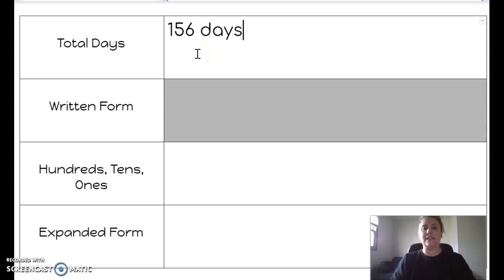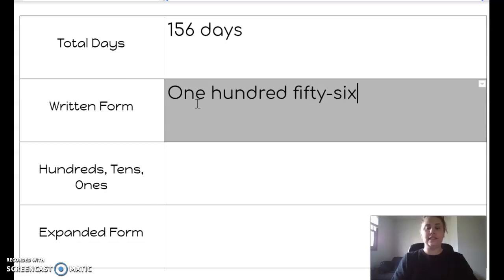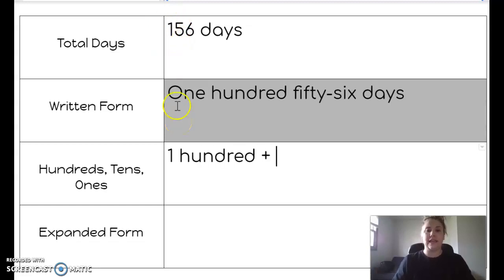156 days. Written form, 156 days. Hundreds, tens, and ones. How many hundreds do we have? There's 100 plus how many tens? There's 5 plus how many ones? 6 ones.